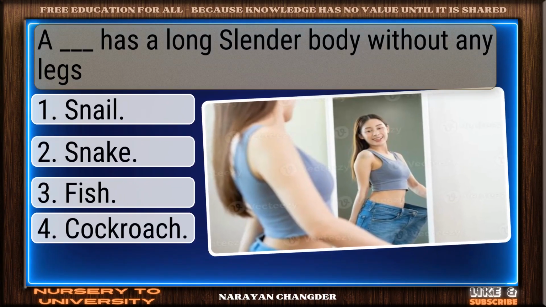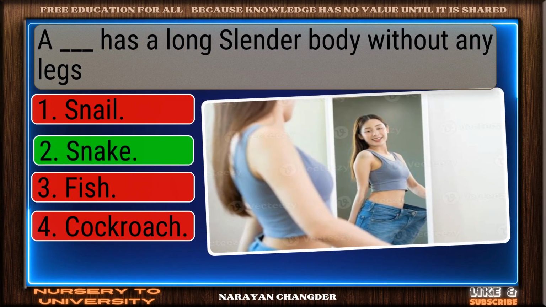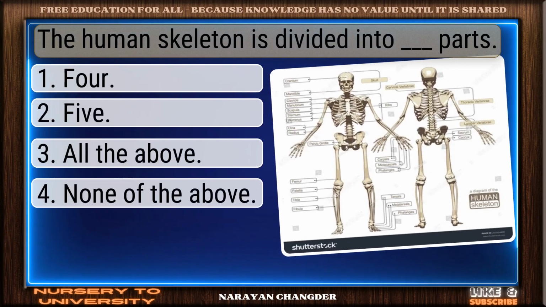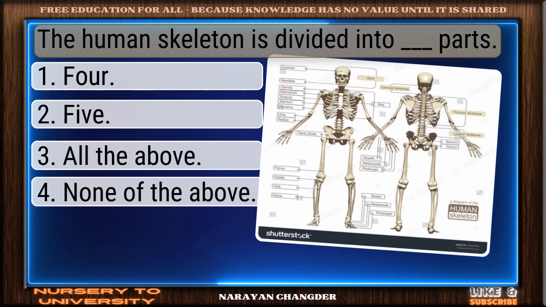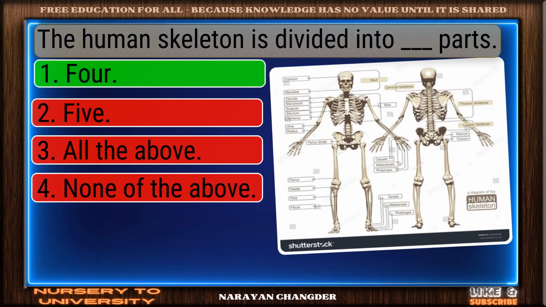Every dash has a long, slender body without any legs. Nice work. You chose snake and it is correct. The human skeleton is divided into dash parts. Valid point. 4 is true.